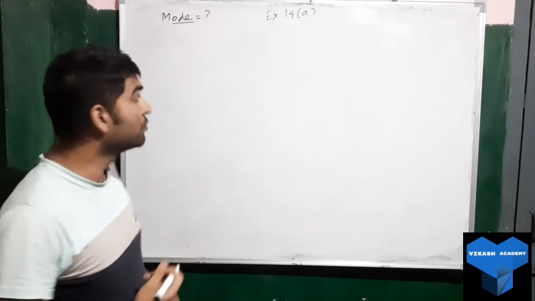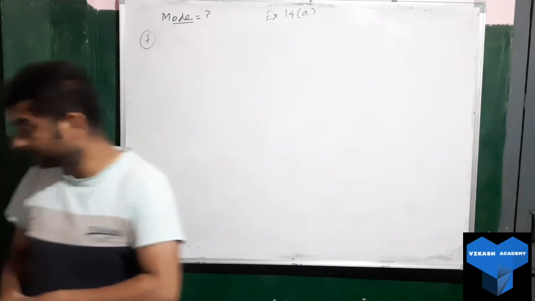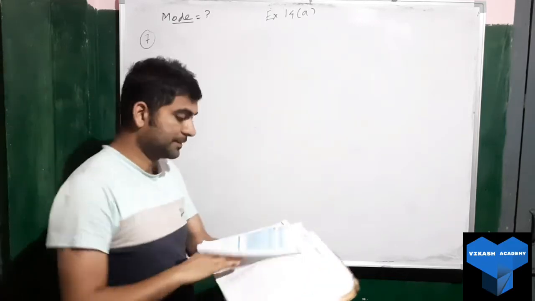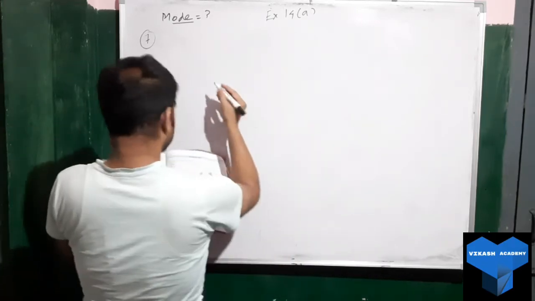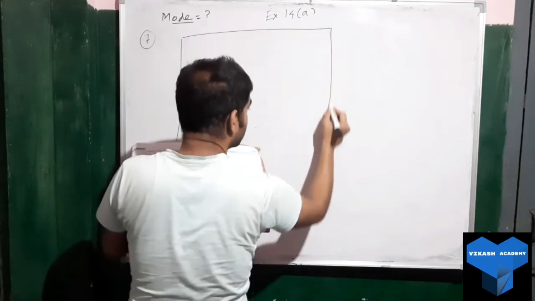Let us move to question number 7. We'll be trying question number 7 from exercise 14b. So we have the table here. Here I will make the table nicely.